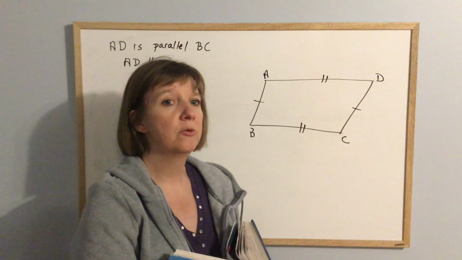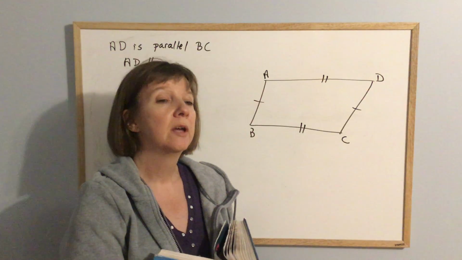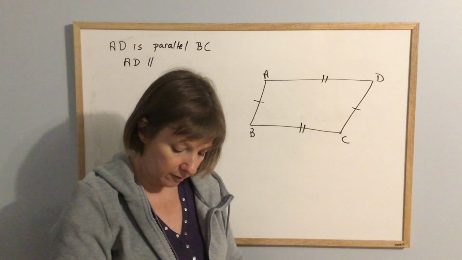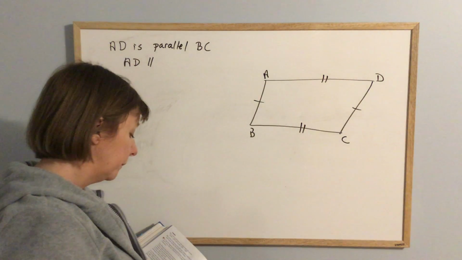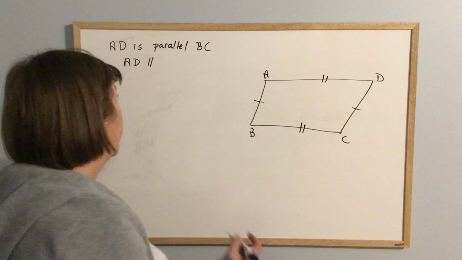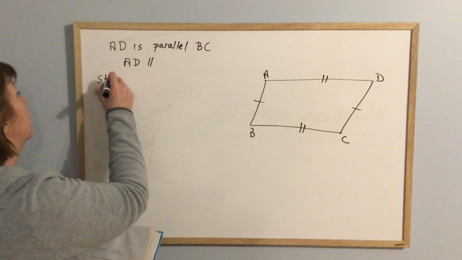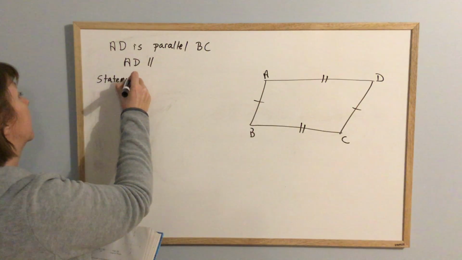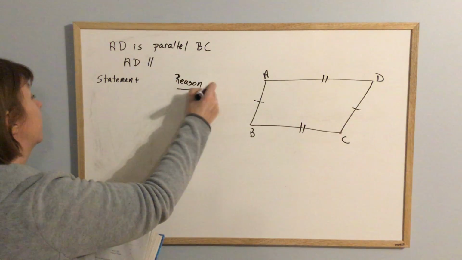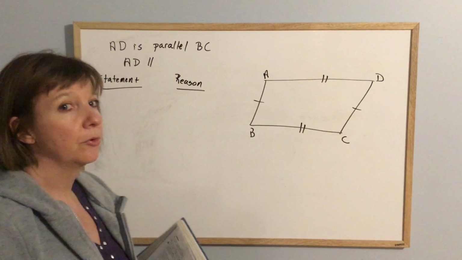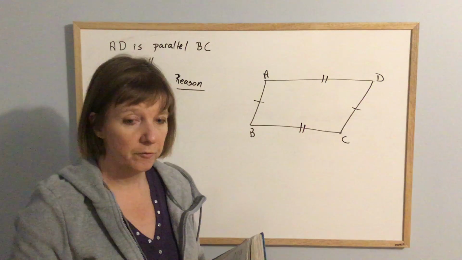Now this time they do a paragraph proof. And again, if you want to see that, it's on page 387. But I'm going to go back to the good old statement and reason, just because I find the paragraph proof isn't very clear.